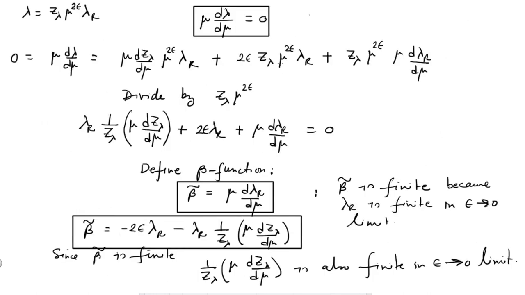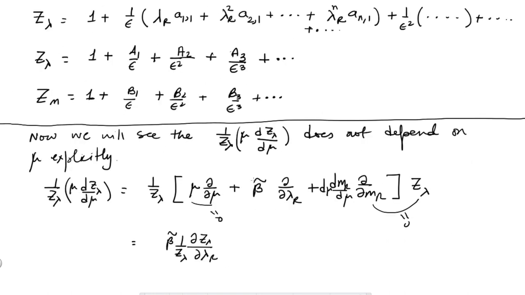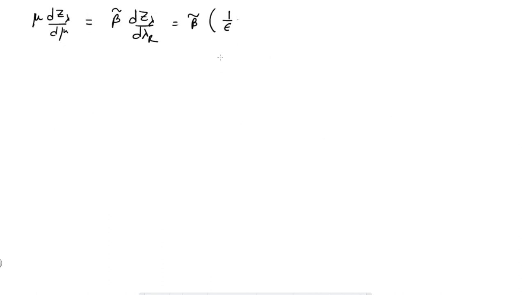Not in this form, I mean they are both the same, there is no difference, but this is how I have organized it in terms of poles. So that gives you 1 over epsilon times the derivative of the coefficient of the simple pole, plus 1 over epsilon square times d a2 over d lambda r, plus 1 over epsilon cube and so forth.